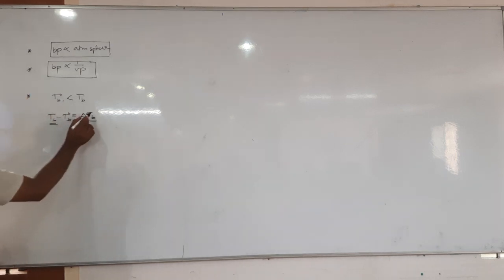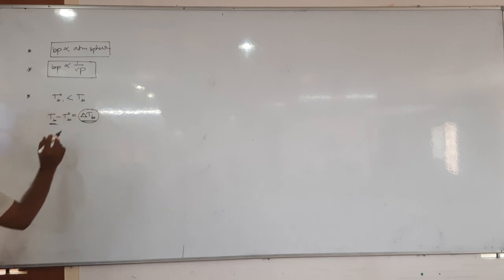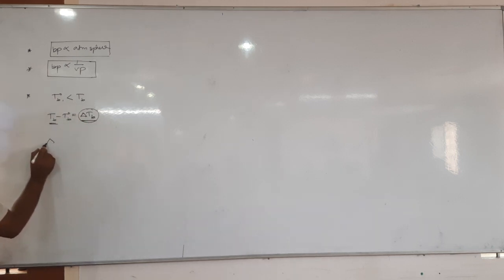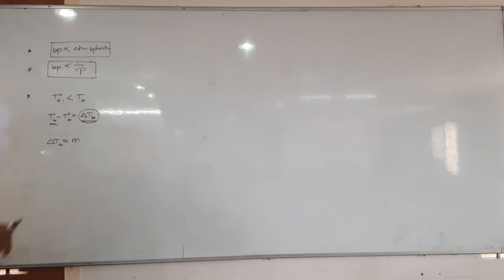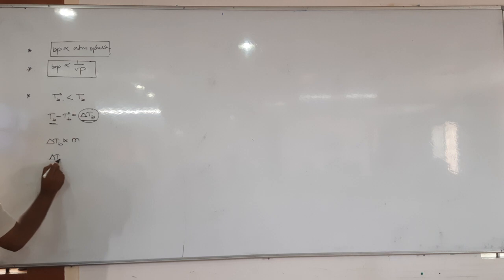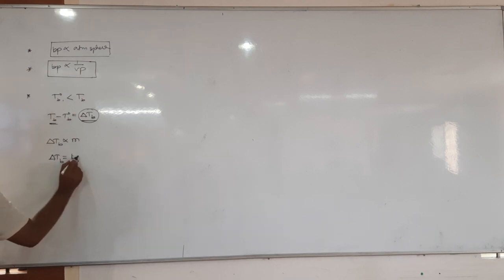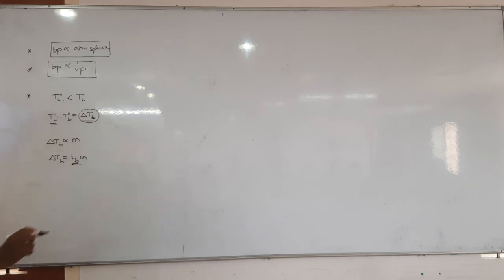Now delta TB, the colligative property, from experimental data it is clear that delta TB is directly proportional to small m, molality. So we can write delta TB equals Kb into m, where Kb is the molal elevation constant or ebullioscopic constant. Then how do you define Kb? Kb equals delta TB by m.